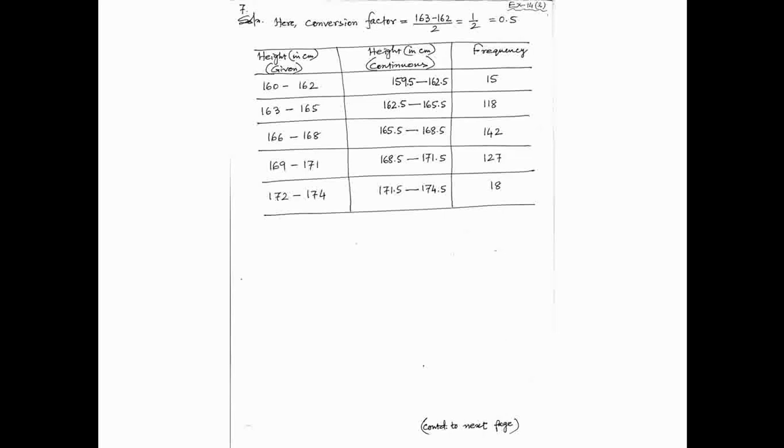Now, what do you have to calculate? The average height of the maximum number of students. In this question, it's given that below is the frequency distribution of the heights of players in a school. The heights are given in centimeters. Find the average height of the maximum number of students.